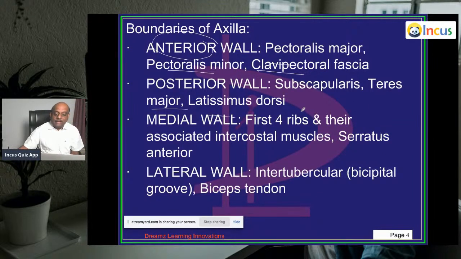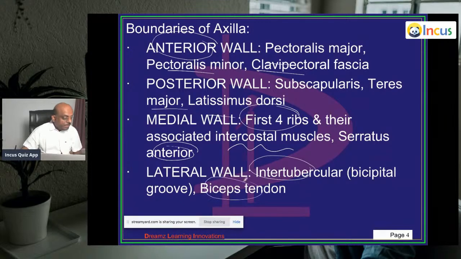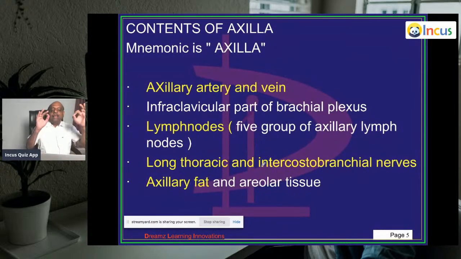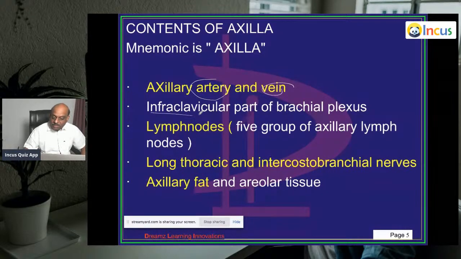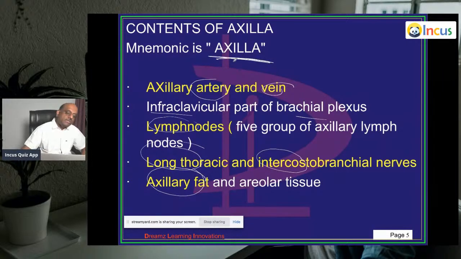Medial wall is formed by the first four ribs and the intercostal muscles, serratus anterior. Lateral wall of the axilla is by the intertubercular groove and biceps tendon. That is what you need to remember. So what are the contents of axilla? It is a favorite MCQ. Remember axilla: axillary artery and vein, infraclavicular part of brachial plexus, lymph nodes, long thoracic and intercostobrachial nerves, and axillary fat. Remember the contents of axilla.